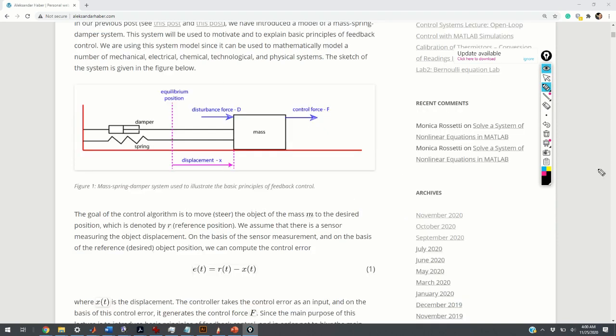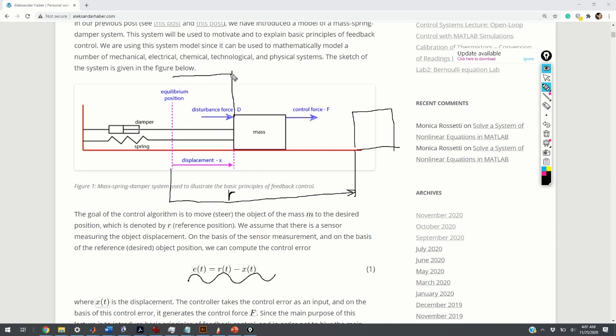Now, the first step in designing a control method or control algorithm is to measure how far is our system from the desired position. For example, if this is the desired position, that in our case will be denoted by r, standing for a reference, and if this is the initial position or displacement denoted by x of t, the error or the control error measuring how far is our object from the desired position is, in this case, r minus x of t. So this will be the error.